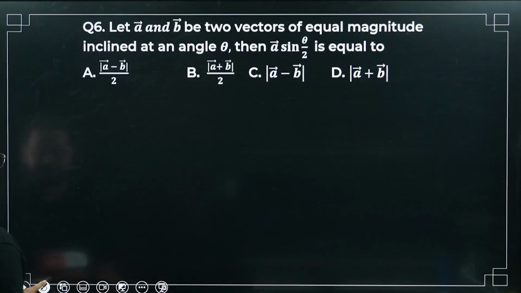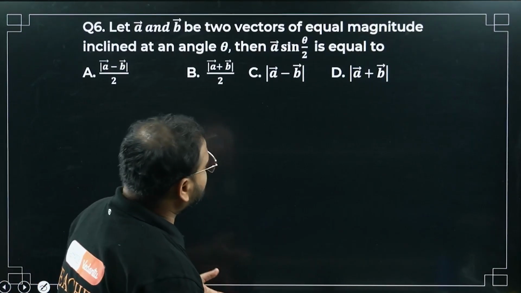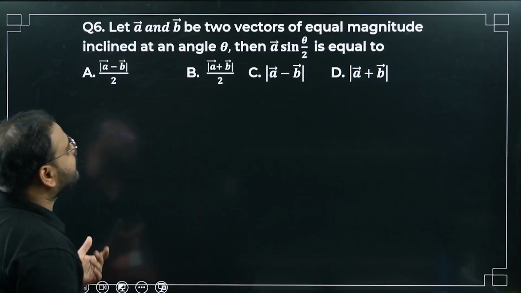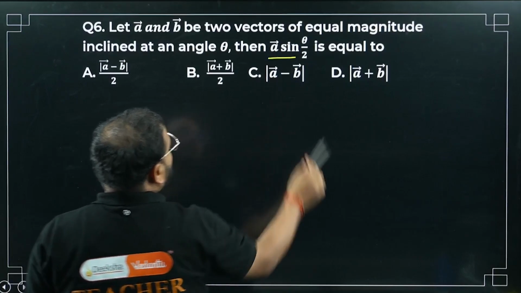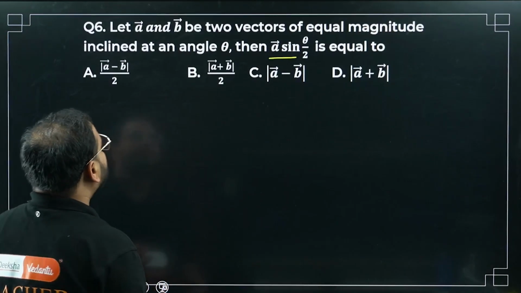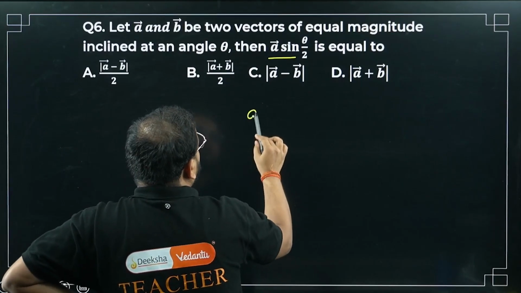Question number 6. Let A and B be two vectors of equal magnitude inclined at an angle of theta, then vector A times sine theta by 2 is equal to what? How will you write this? Please check. Can I write it like this?